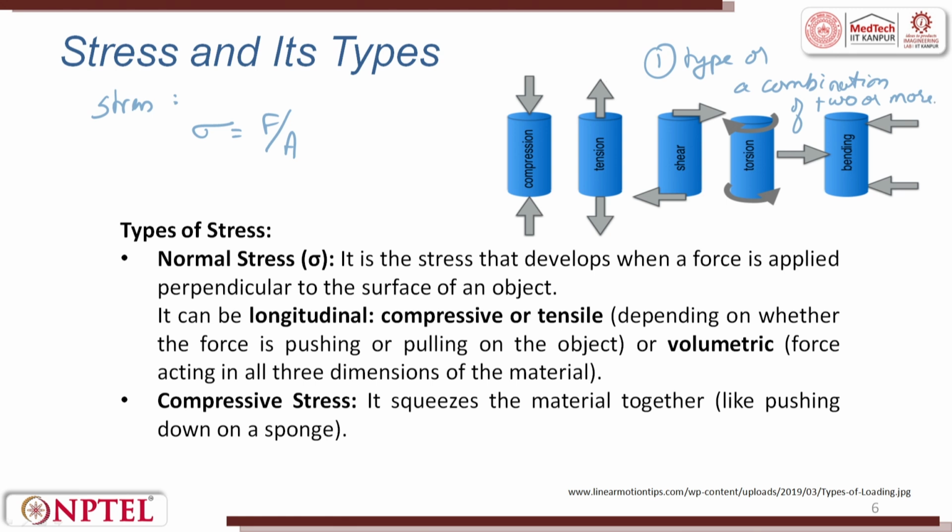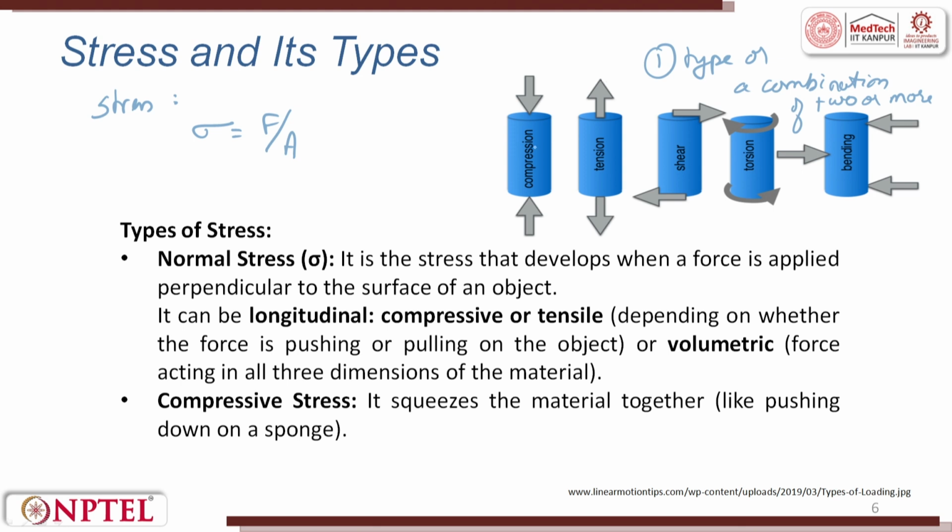More types can happen. Typically, in a real time application, no single load acts. There will always be a combination. It can be compression and torsion. It can be tensile and shear. It can be compression and bending, right. So, all the 5 are important. We will always try to keep these 5 different types of forces in mind to solve any problem.